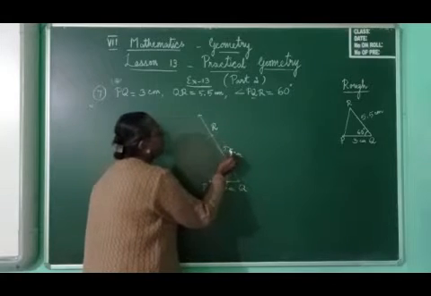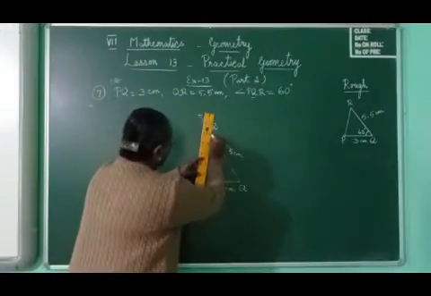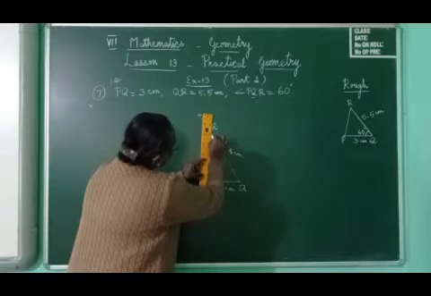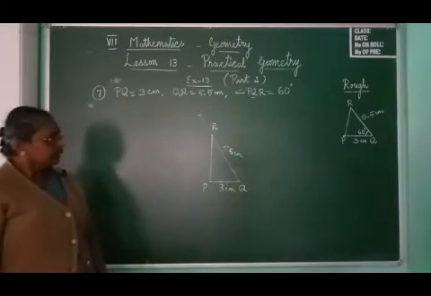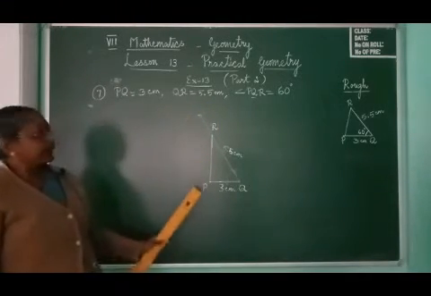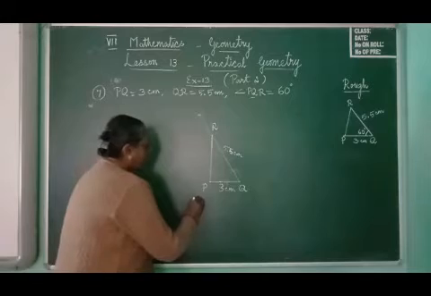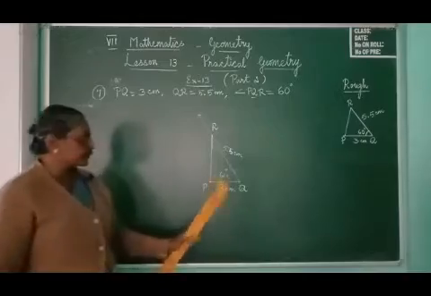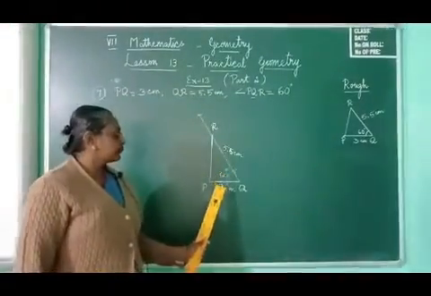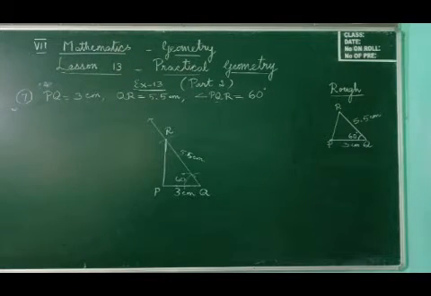Once we have drawn QR, then we can join R and P. So this will be PR. We have joined P and R, so that we get the triangle PQR. We have got triangle PQR, and angle at Q is 60 degrees. We need to mention that. So angle at Q is 60 degrees, and we have drawn the triangle PQR. That is the required triangle.